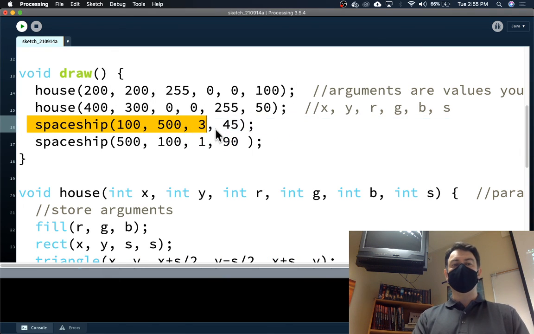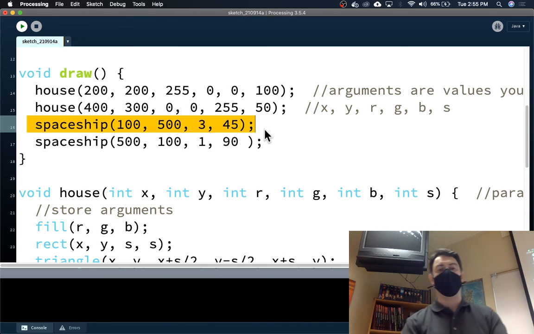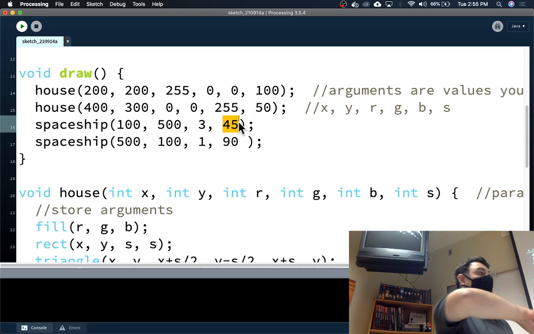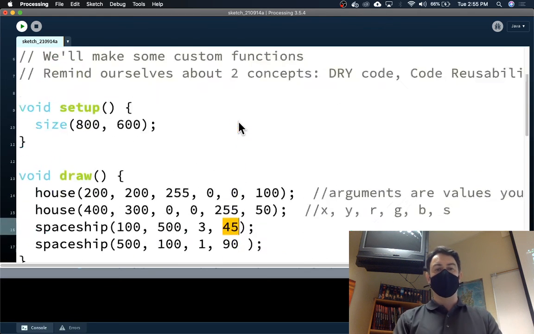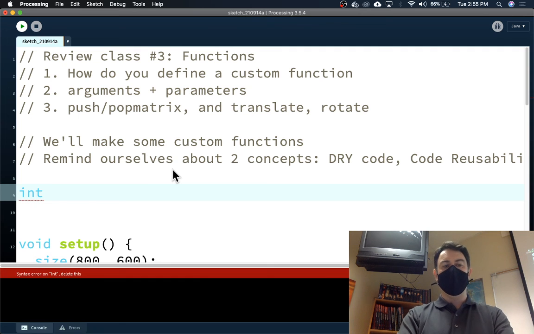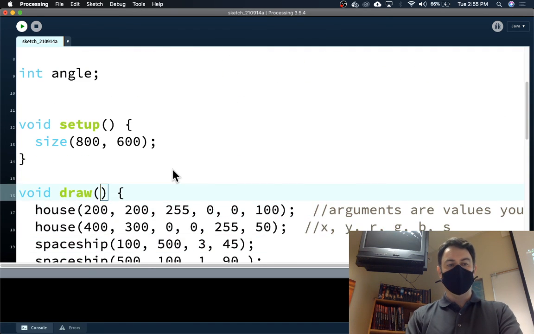And guess what? This spaceship is every bit as customizable as the ellipse or the circle, right? I can stick variables inside of here. Just like we made our circle travel across the screen, now I can make my spaceship travel across the screen. I'll go ahead and do that. I'm going to make some global variables. I'll make an angle variable. Let's start it at 0.